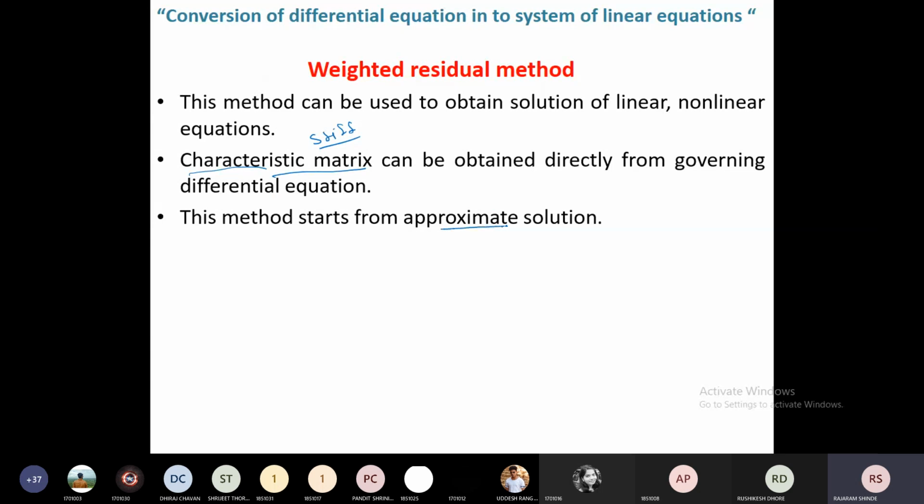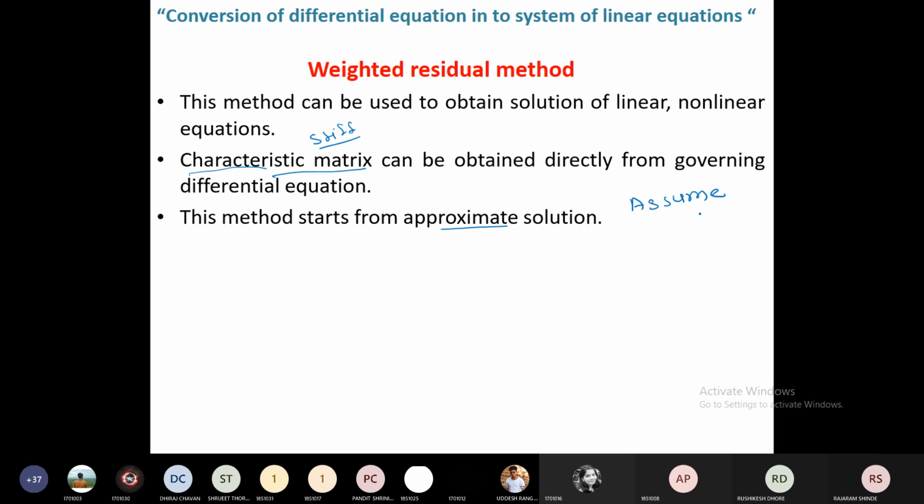Approximate solution. That means initially we have to approximate the solution, that means we have to assume the solution. Do you agree with this? If you have a differential equation and you want to solve it, by the analytical method we take direct integration. Do you agree with this? But in the weighted residual method, what we are doing is assuming the solution.